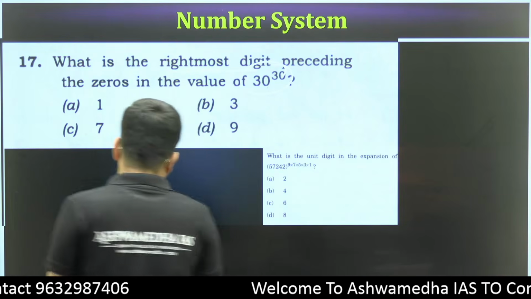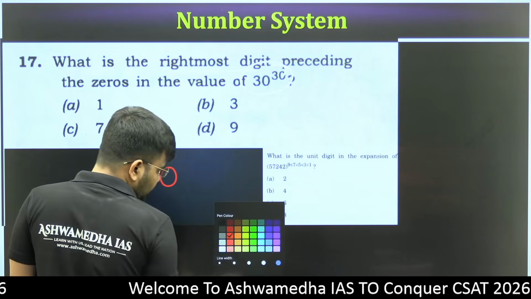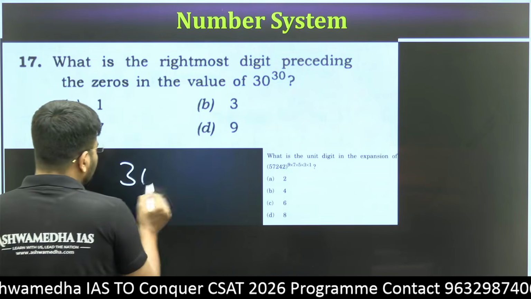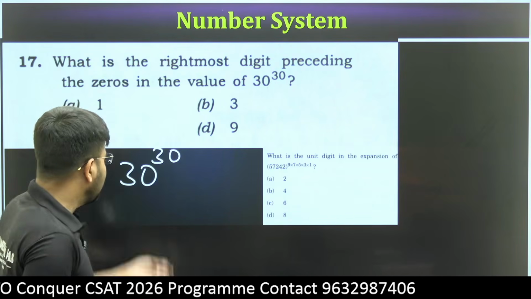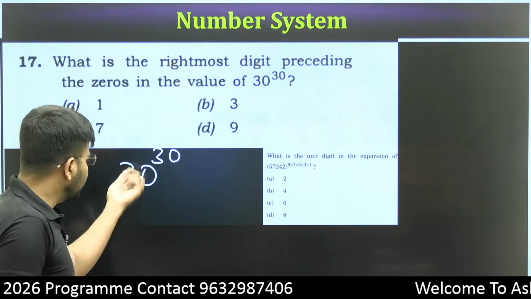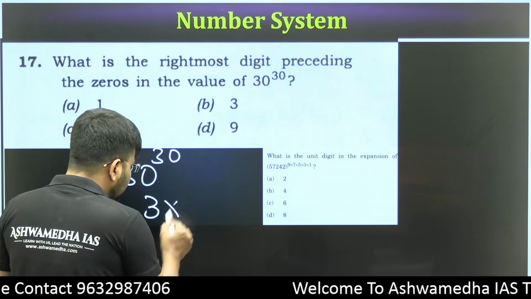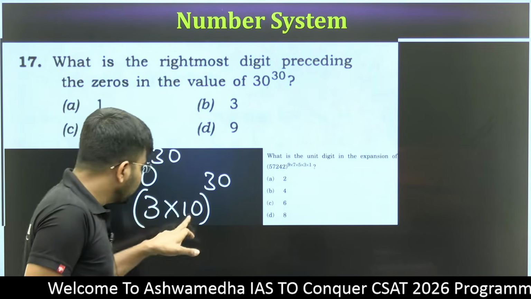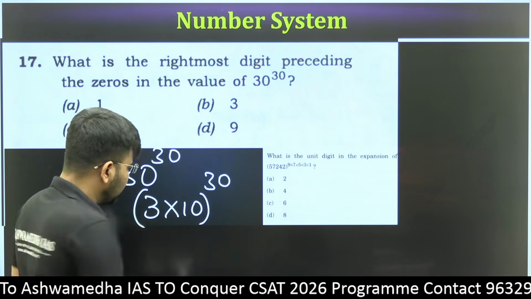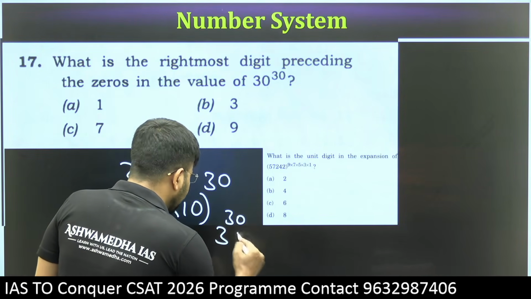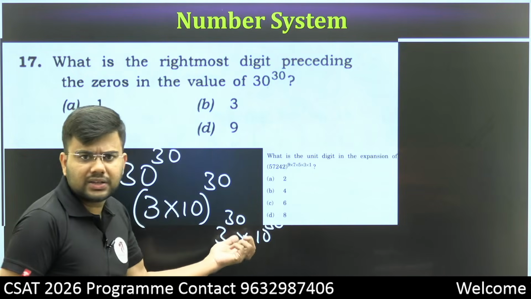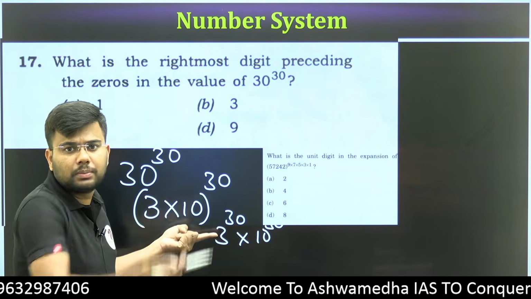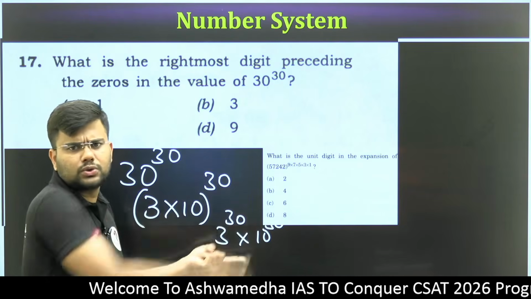Look here. 30 to the power of 30. Break this 30. It can be written as 3 into 10 whole to the power of 30. This can be written as 3 to the power of 30 into 10 to the power of 30. Here there come 30 zeros. That means you are supposed to find the unit digit in 3 to the power of 30. Obviously, the continued part is 0 0 0 0.